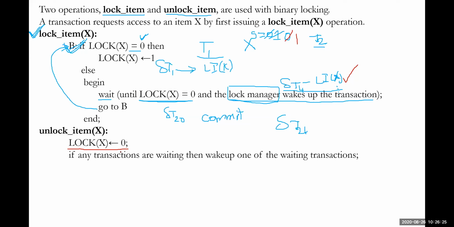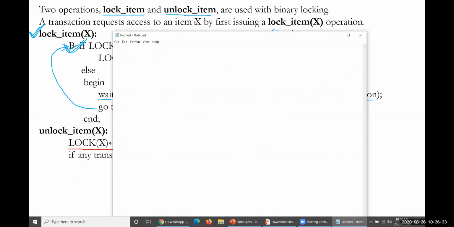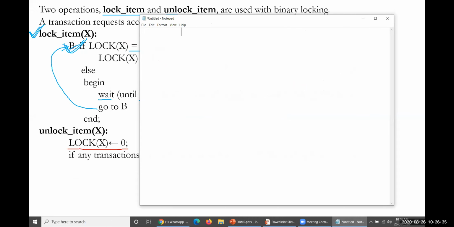In first come first served basis. What does it mean? So let me open notepad here. So let us consider here a transaction T1, a transaction T2, and a transaction T3. For example, there are 3 different kinds of transactions here.